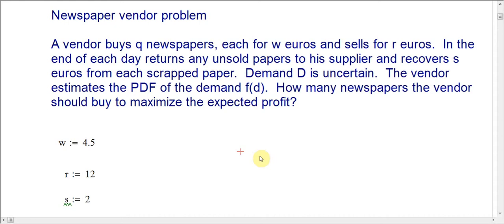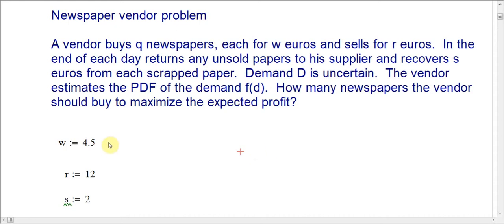In order to deal with this problem that involves uncertainty, we need to estimate the probability distribution or probability density function of the demand. So the question is, once we have this probability density function, what is the optimum number of newspapers that the vendor should buy? And when we talk about optimum, we mean that we want to optimize the expected profit or average profit.